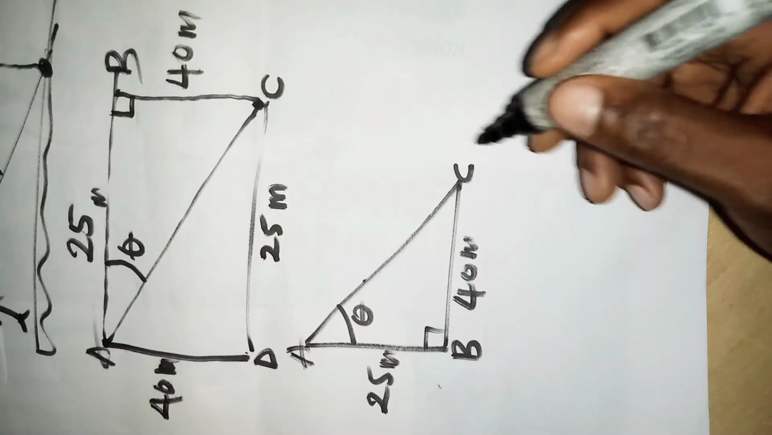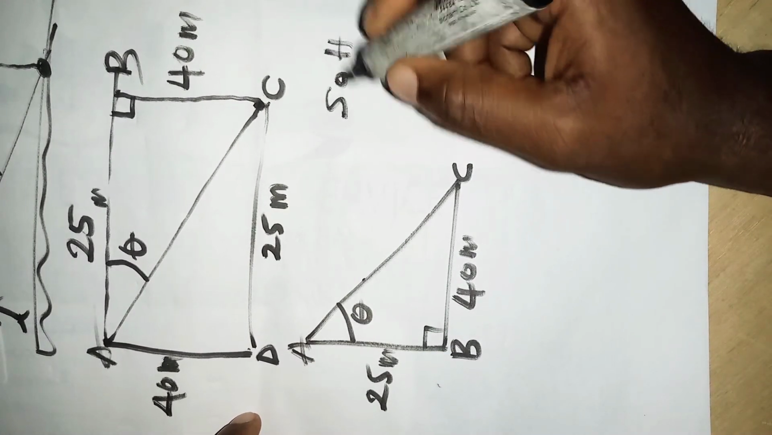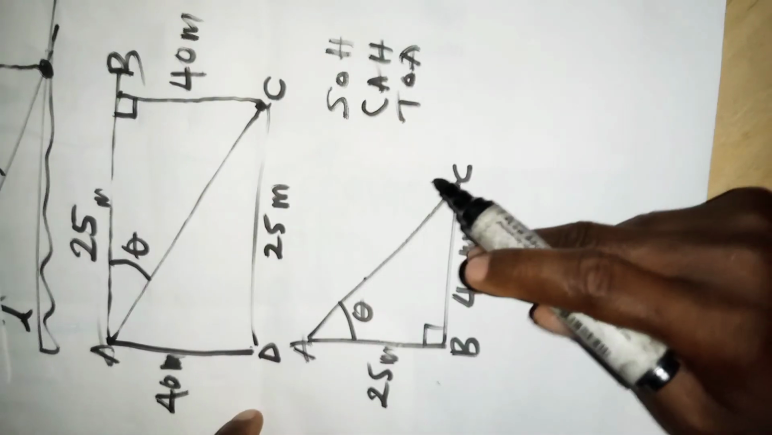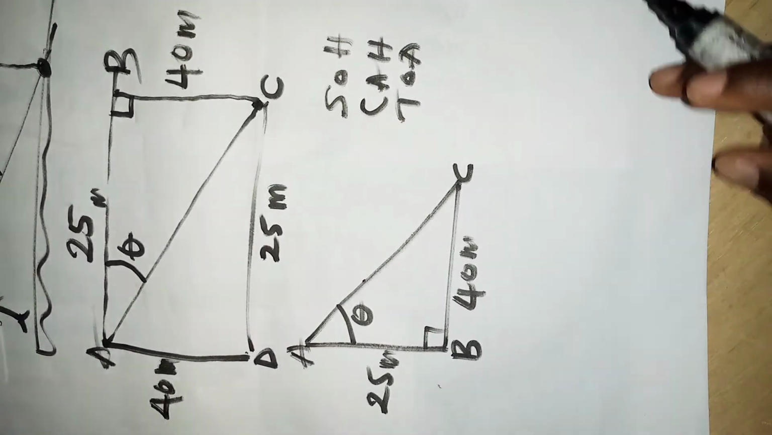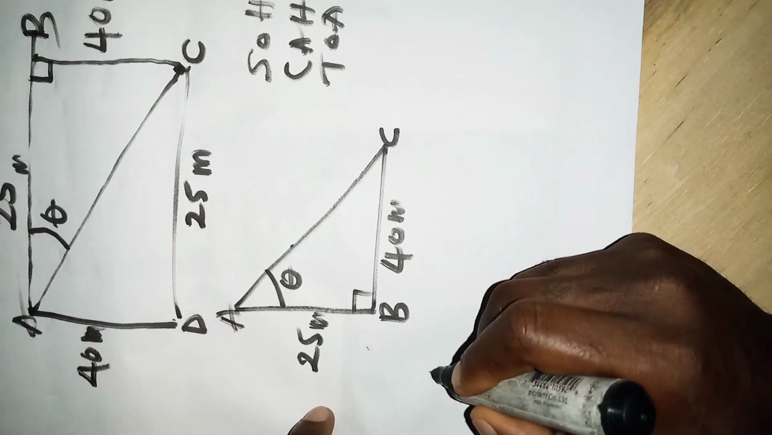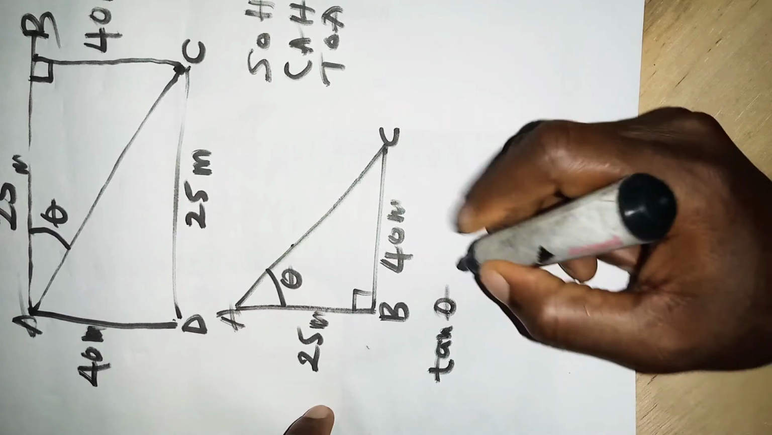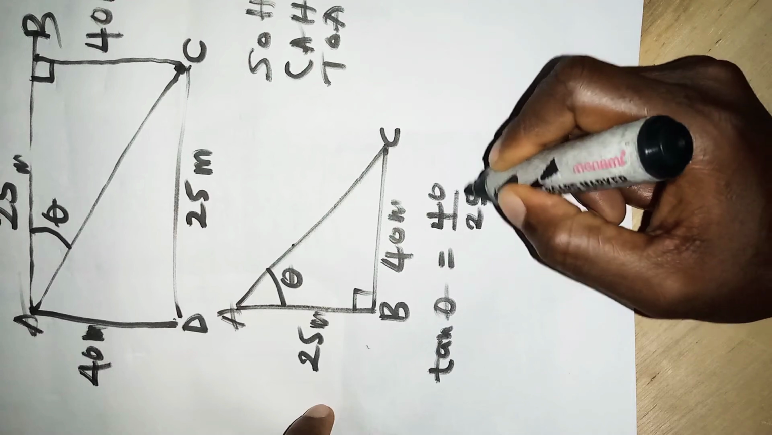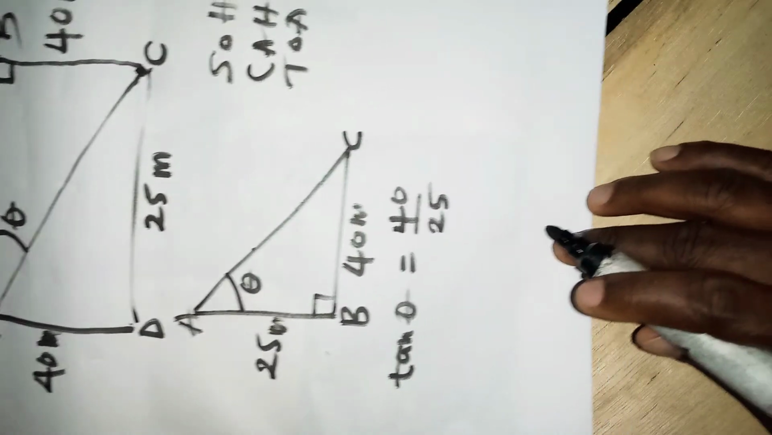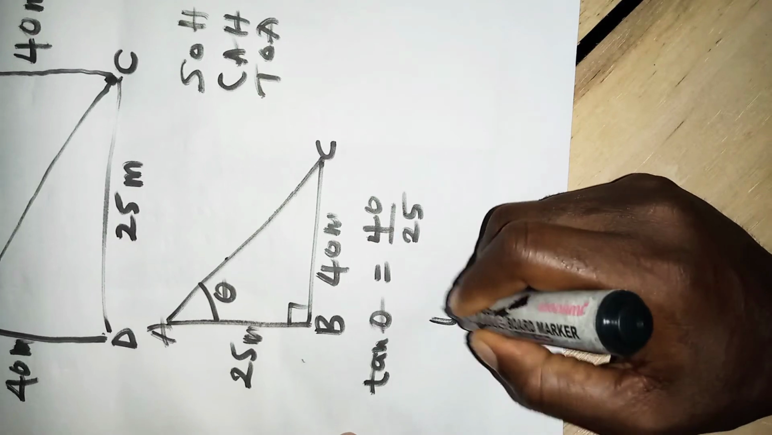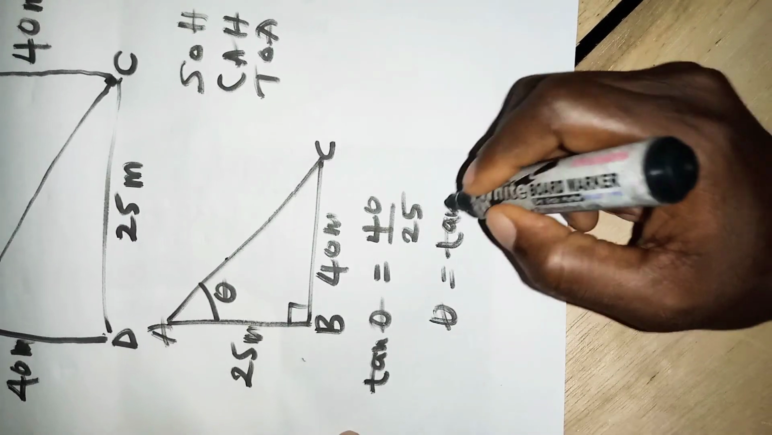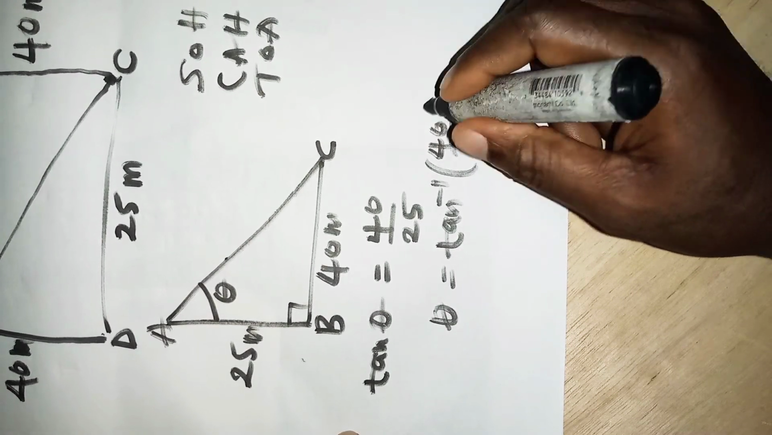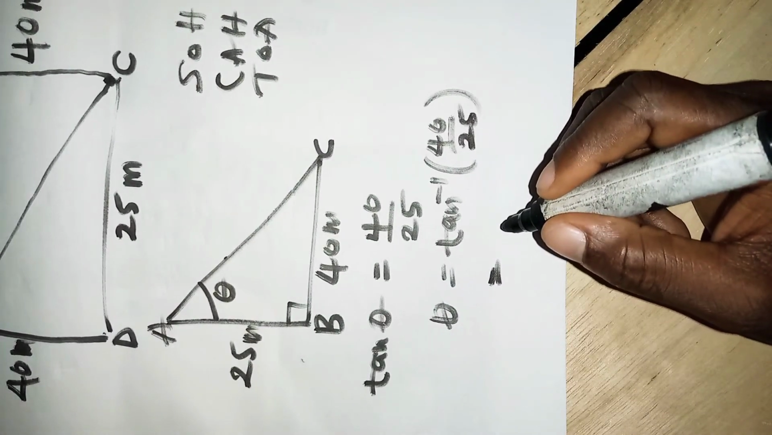So which trig ratio do we use here? We have opposite and adjacent, that is tan. So quickly, let's employ tan of the angle theta, that gives us the opposite, which is 40, divided by 25. Excellent. Then from here we find the tan inverse of 40 divided by 25.